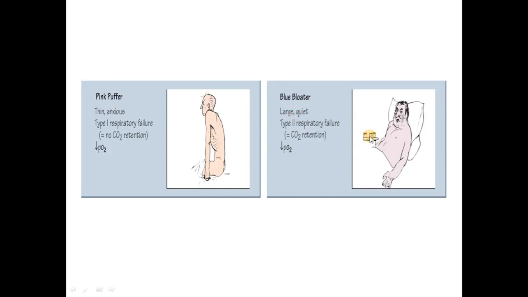And this is what we mentioned about the blue bloater. The patient is obese, having type 2 respiratory failure, or the new name, hypercapnic respiratory failure with CO2 retention. And this is the pink puffer, thin and anxious, with type 1 respiratory failure secondary to the emphysematous changes.